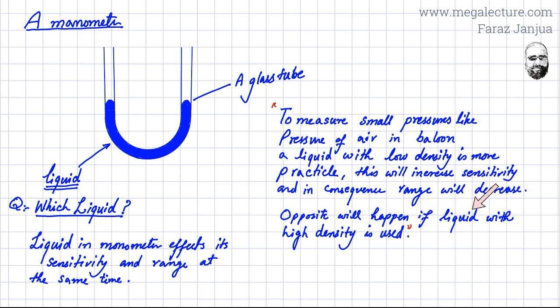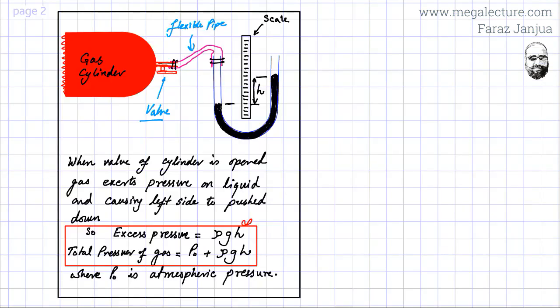And the opposite happens if a liquid with high density is used. So if you need more range, just throw this liquid out and replace it with a high density liquid. What will happen? A small pressure will make a very small difference, but if you use a larger pressure, it will produce a significant difference between the levels of liquid in both sides or arms of the manometer, and you can measure that pressure. How do we do that? Let me draw some new diagrams, and we can see how this manometer works.